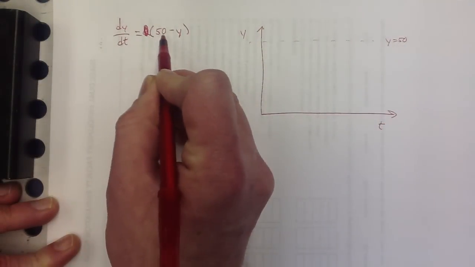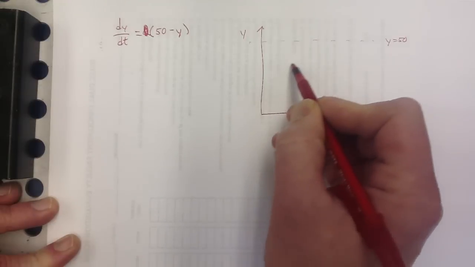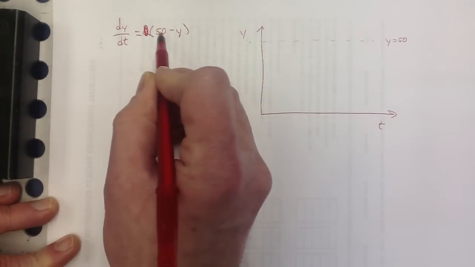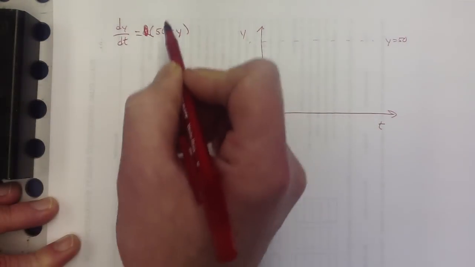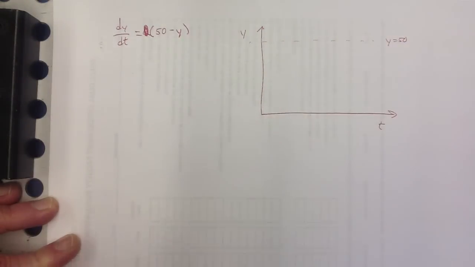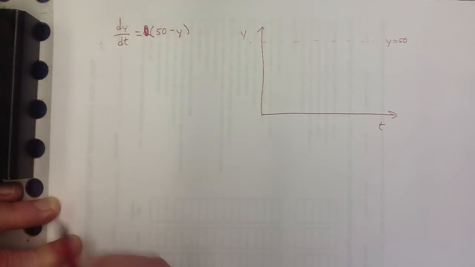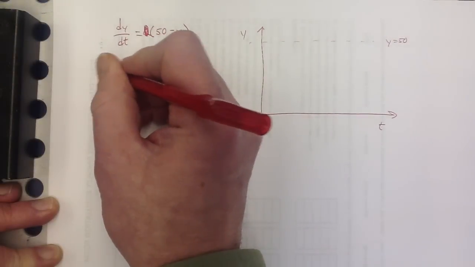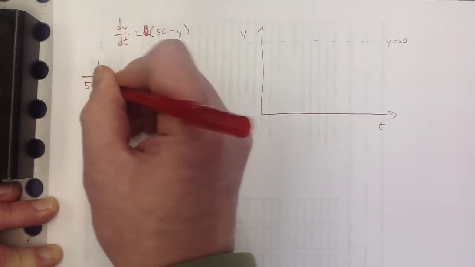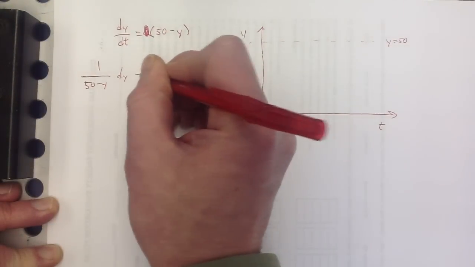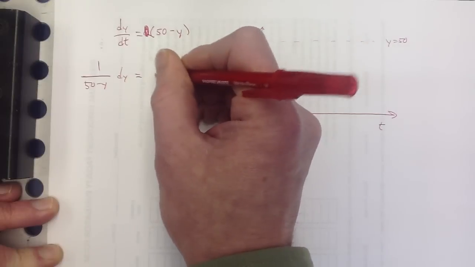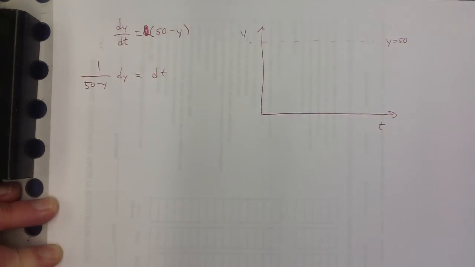Because as we get closer and closer to 50, the slope gets closer and closer to 0, because 50 minus 50 is 0. What if you start higher than 50? Then it does the same thing. It just approaches it from above. So let's try to solve that. So let's see, that gives me 1 over 50 minus y dy is equal to dt on the other side.